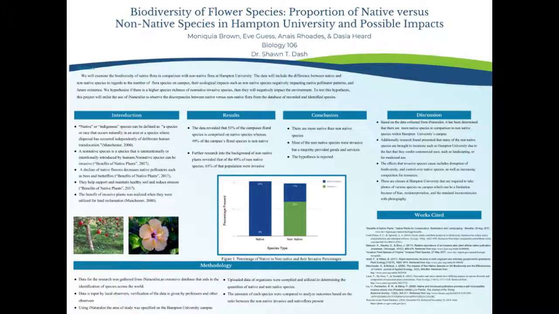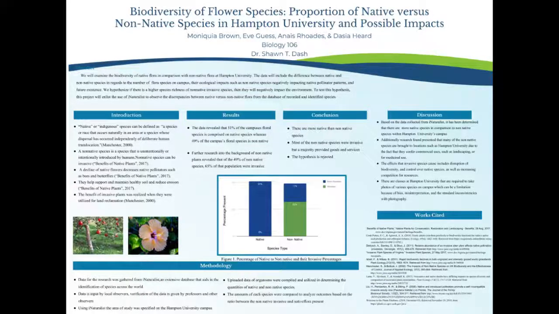For methodology, the data was gathered with the use of the application iNaturalist. iNaturalist is a database that aids in identification of plant and animal species. The data on iNaturalist is input by local observers in the specified area. To ensure that the inputted data is identified properly, professors and other observers give feedback and recommendations. The area of study on iNaturalist was the Hampton University campus.